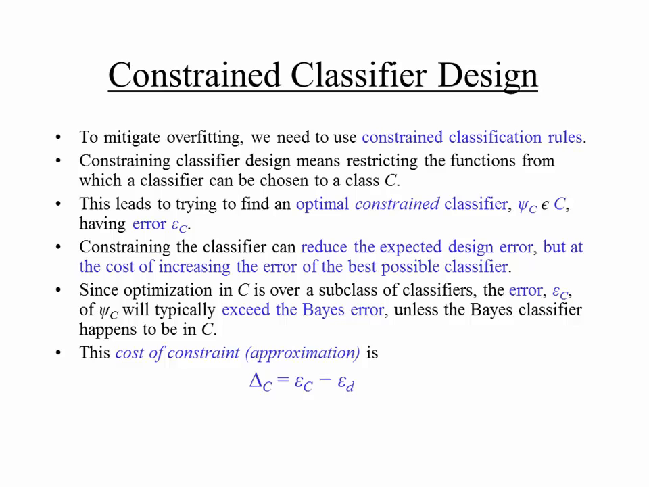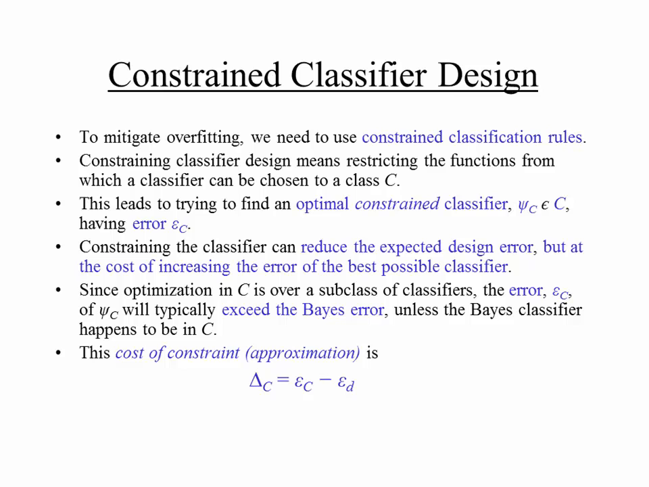Based on our preceding discussion, we come to the conclusion that if you have small samples, you're better off doing a constrained classifier design. Put some constraints on the classifier so that it has fewer parameters, fewer variables, so that you can learn it from a lot less data. So to mitigate overfitting, we need to use constraint classification rules.